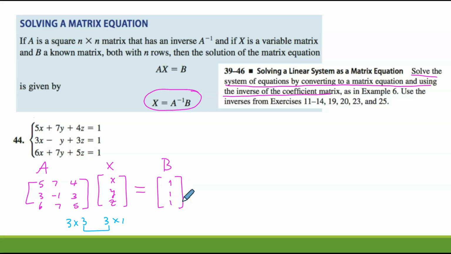And if we remember our matrix multiplication, as long as these match, then I take these outside numbers, and the outside numbers are what the result would be. And that's what we get, a 3 by 1 matrix. Okay, so if it said solve the system, I would have just put this in augmented matrix form, RREF, and we're done. But it doesn't say that. It says solve the system by converting to a matrix equation, and then solve using the matrix equation. That's that one here.